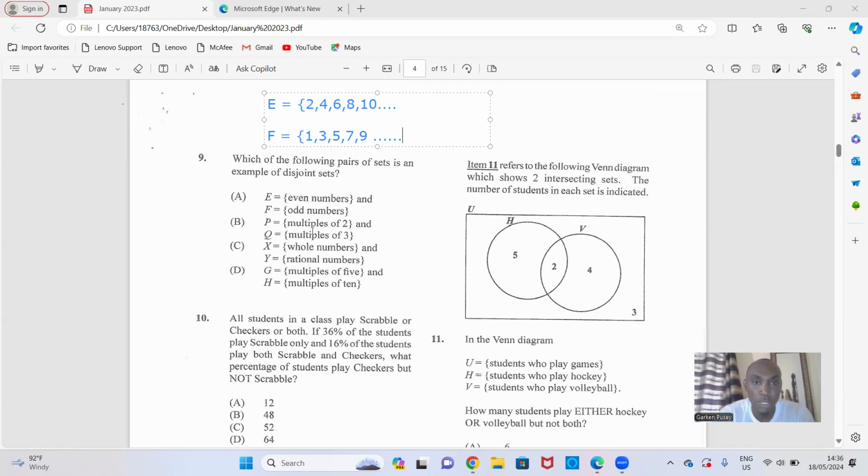Now, if you look at P, multiples of 2, that would be 2, 4, 6, 8, 10, 12. Multiples of 3 would be 3, 6, 9, 12. So already we're finding some things in common. So this would be a joint set, not a disjoint set. If we do the same for the others, you'll realize that A is the only disjoint set of all. So let's jump to question 10.